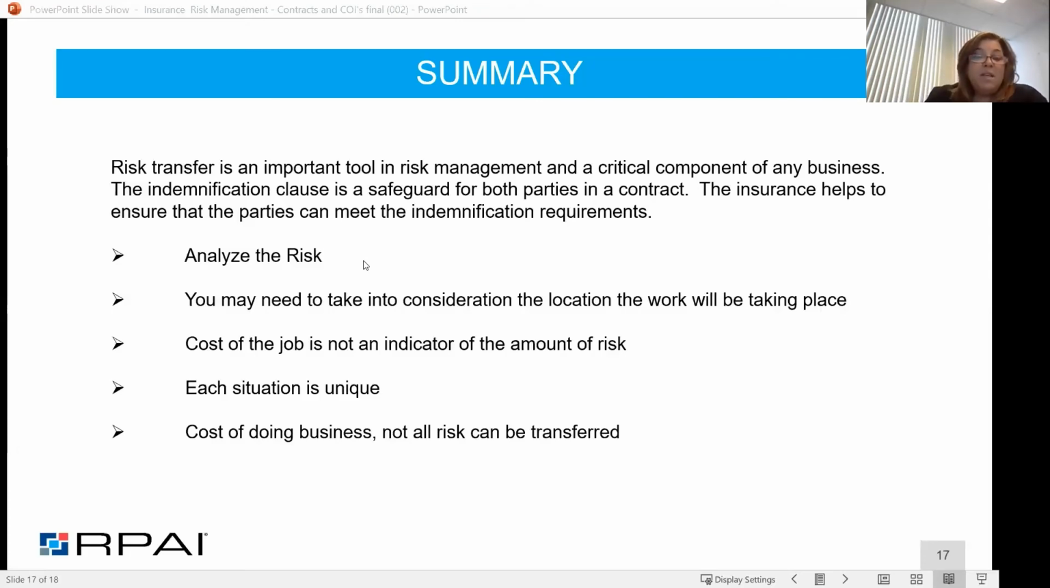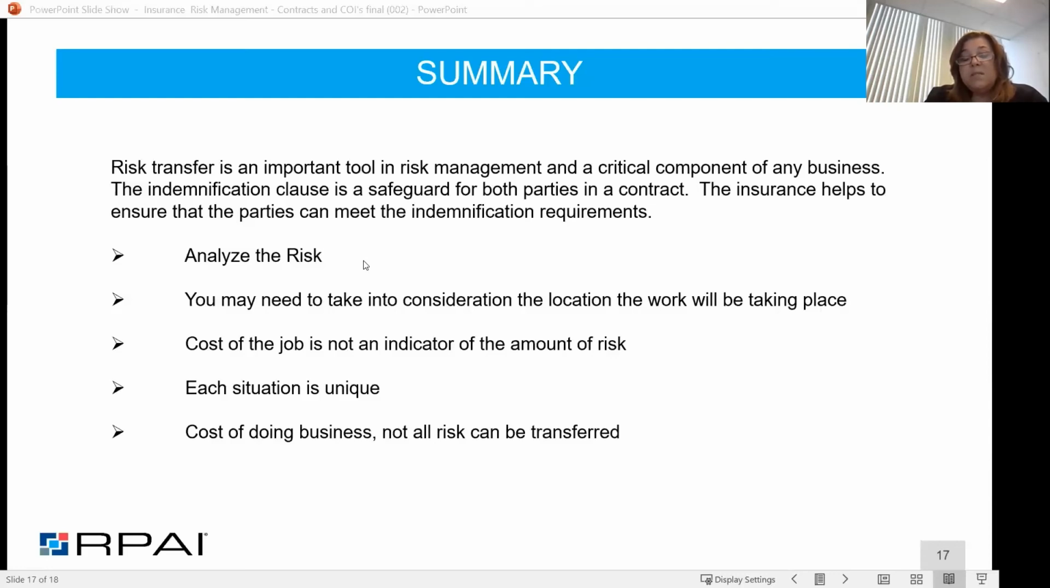And I always need to keep in mind that a situation is unique. Things don't always fit into a perfect box. So that's what the job of the insurance professional is, whether you're an underwriter or you're a claims manager or you're a risk manager. You have to be able to take everything into consideration to fully evaluate it.